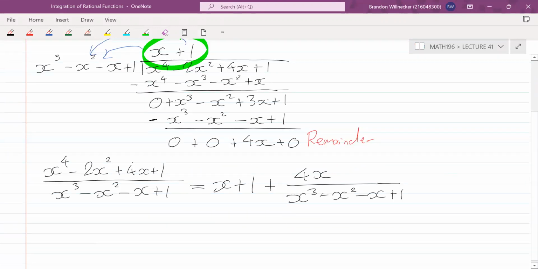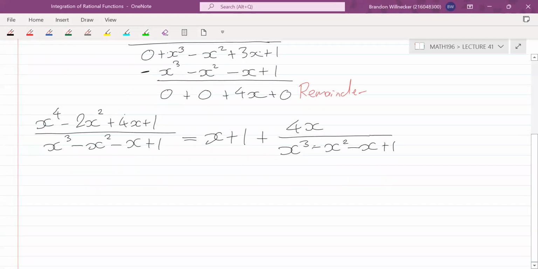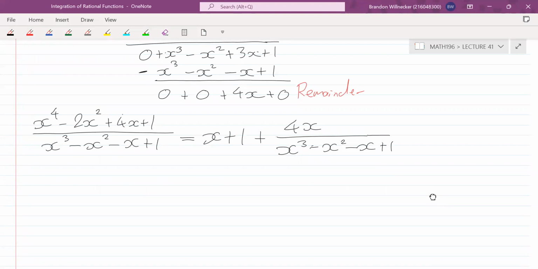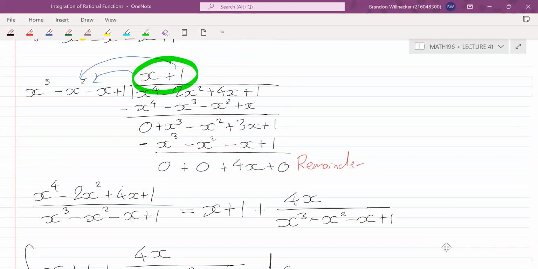Okay, so that would be your fractional part if this was just number division. Okay, so now we can see that the degree of the numerator is less than the degree of the denominator for this remainder part, which is good. That's what we wanted. So now we can carry on with the partial fraction step. Okay, so instead of integrating this first part, we can integrate this next bit. So x plus 1 plus 4x over x cubed minus x squared minus x plus 1. Okay, so that's just the pre-step that we needed to do.